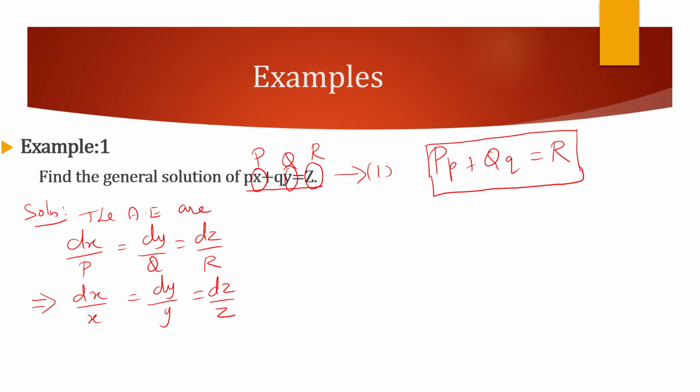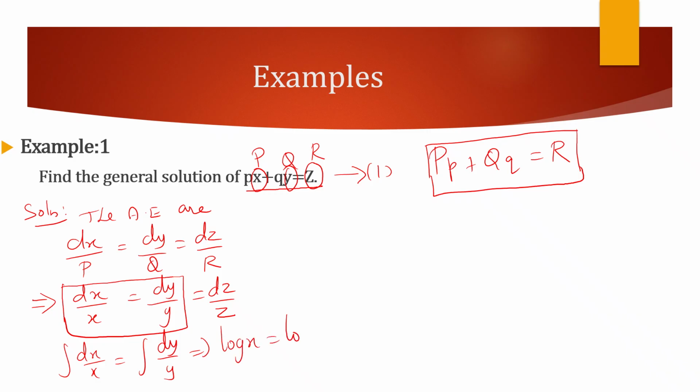Here we no need to choose multipliers. Directly, just by the grouping method, we can obtain the solution. I'm going to consider the first two ratios. Considering the first two ratios and integrating them, what I'm getting is the integral of dx by x is equal to the integral of dy by y, which is nothing but log x is equal to log y plus a constant, which can be taken as log u. So from this we get log x is equal to log y into u.